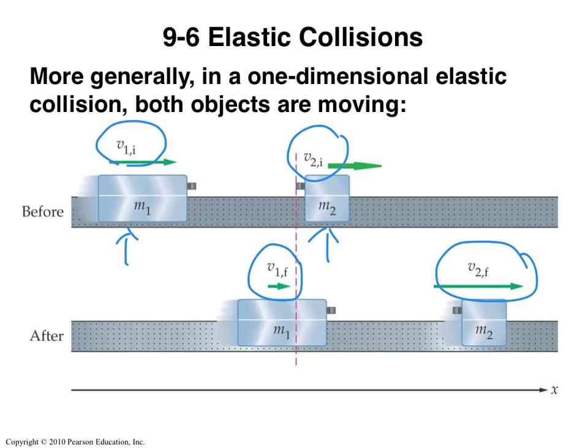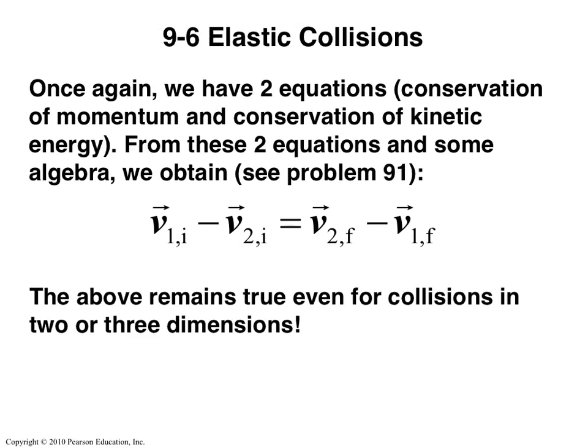Because when you collide, it can only move to the right. How can it ever move to the left? It can only move to the left if M1 goes through it, and that's not the kind of scenario that we have. But when you work it out, it will work.